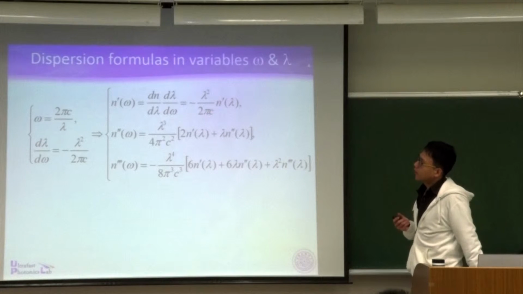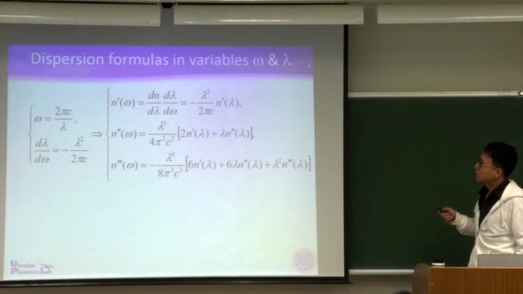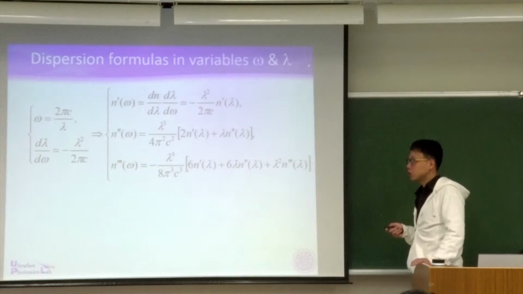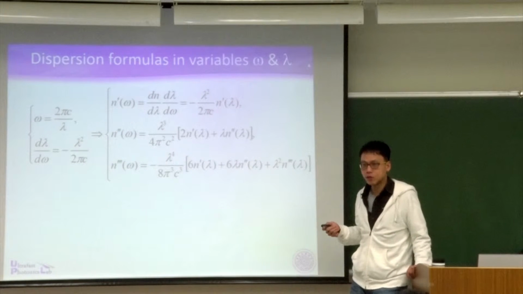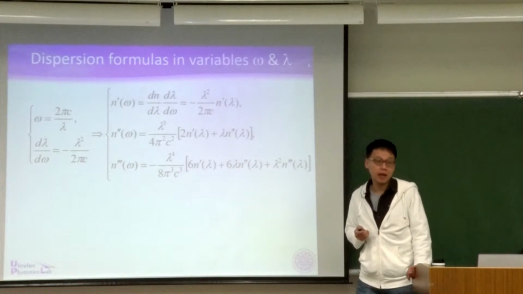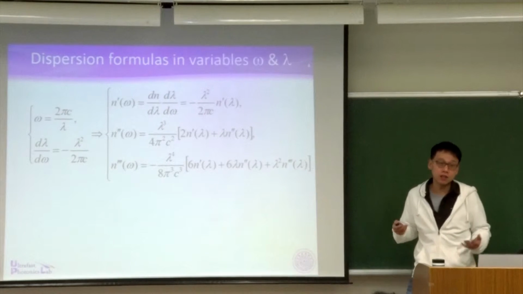And in this slide, I try to demonstrate the dispersion formulas both in variable omega and variable lambda. The relation between omega and lambda is shown here. Omega is angular frequency, which is 2 pi times non-angular frequency f, or nu, right? And we also know the formula: frequency f equals light speed c over wavelength lambda. So omega and lambda actually are related in this nonlinear relation.